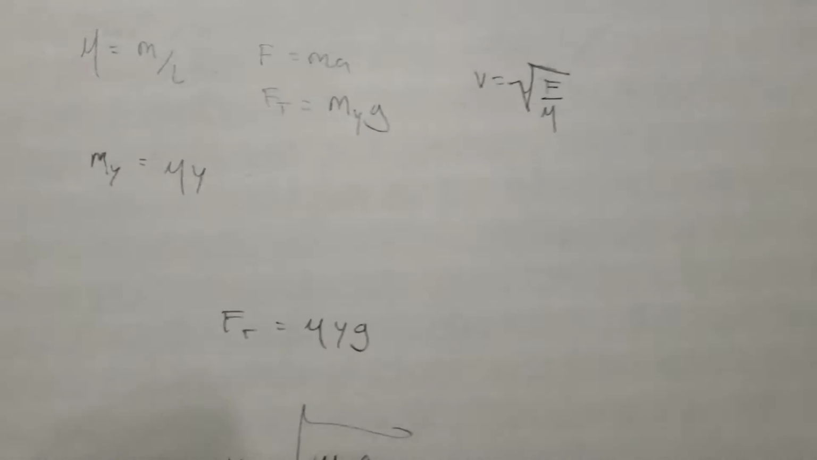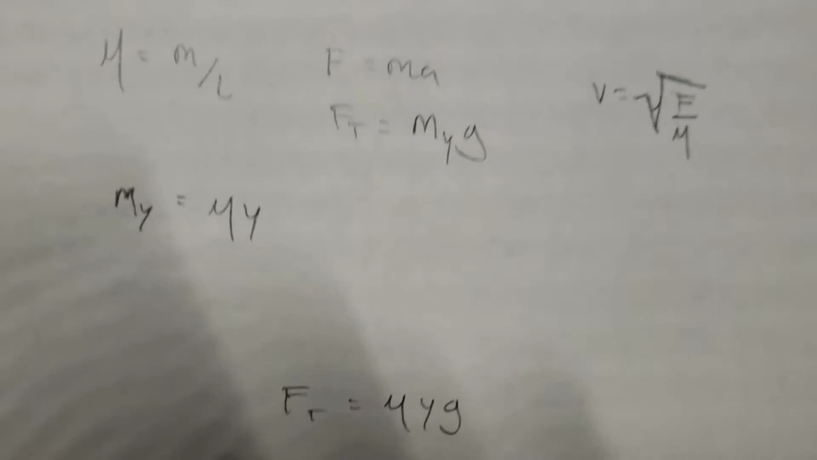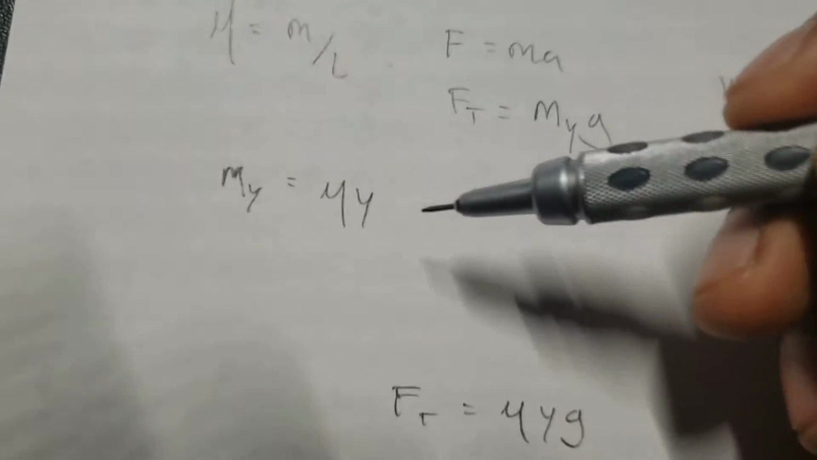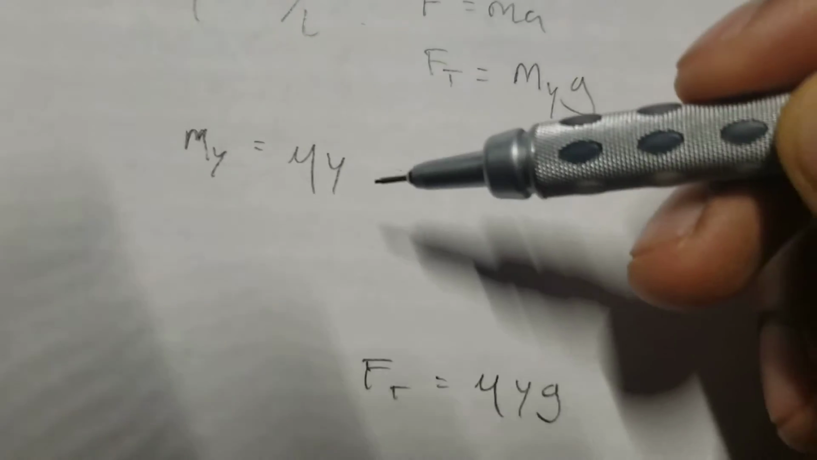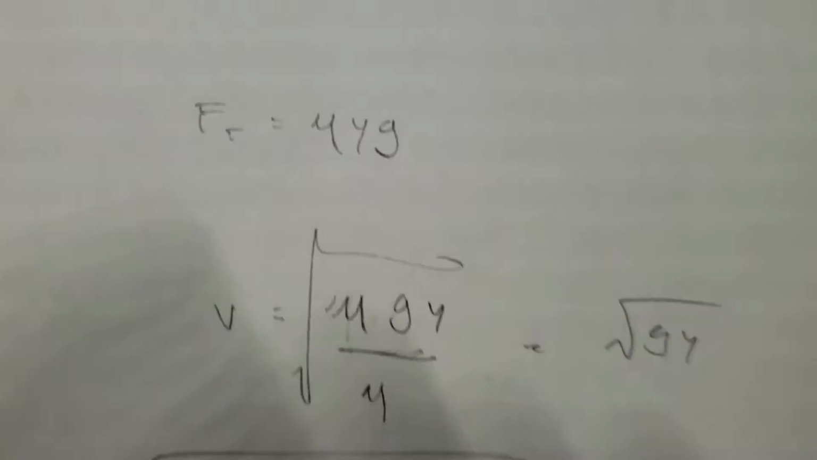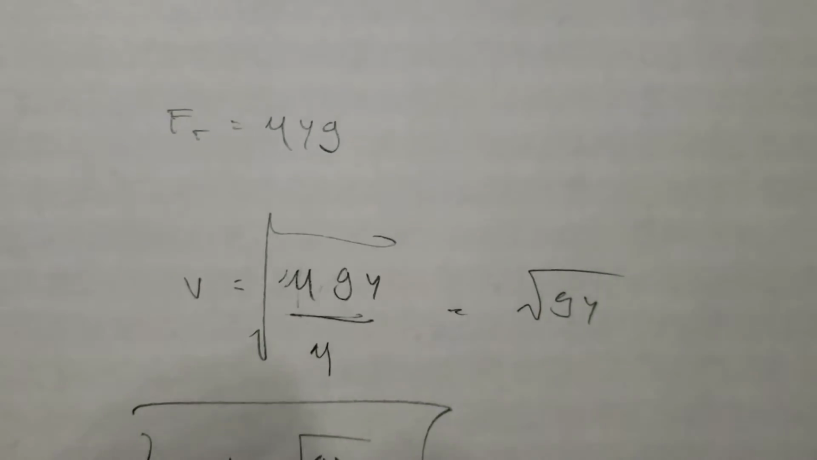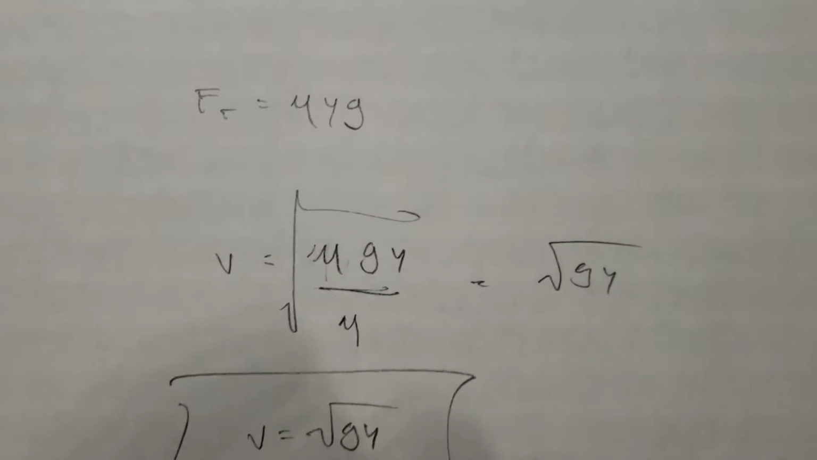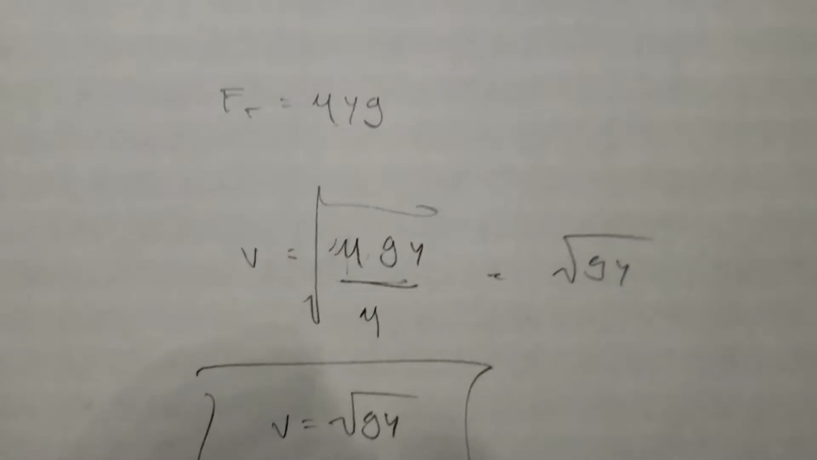So this times y. Starting from tension, we know that F tension equals the mass of the y segment times g. And we know that the mass of the y segment is equal to the mass per unit length times y. So we can write that. And then going from there, we can get v is equal to the square root of mu gy over mu.